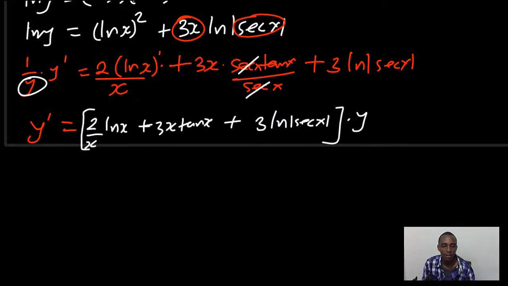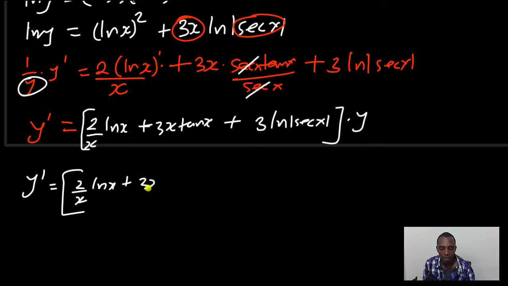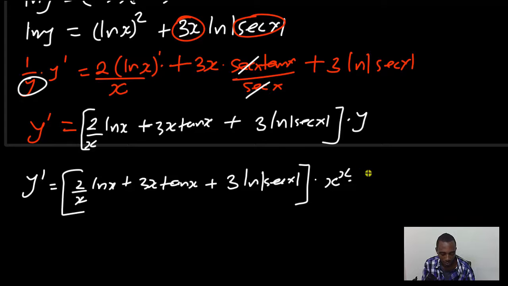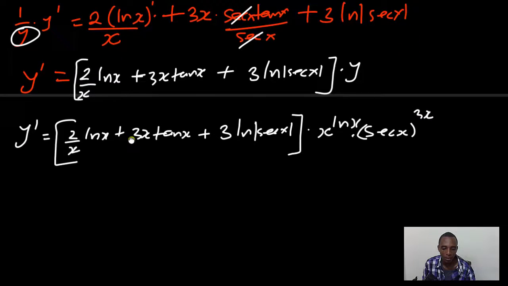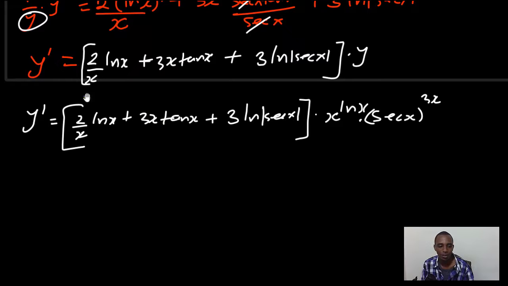All this is being multiplied by y, remember this y here. So I can now finally write my solution as y prime equals 2 over x natural log of x plus 3x tan x. Oops. So that's 3x tan x plus 3 natural log of sec x. All this multiplied by y. Remember what y is? y is x to the power x times x to the power natural log of x times the sec x to the power 3x. So that's our final solution for this problem.